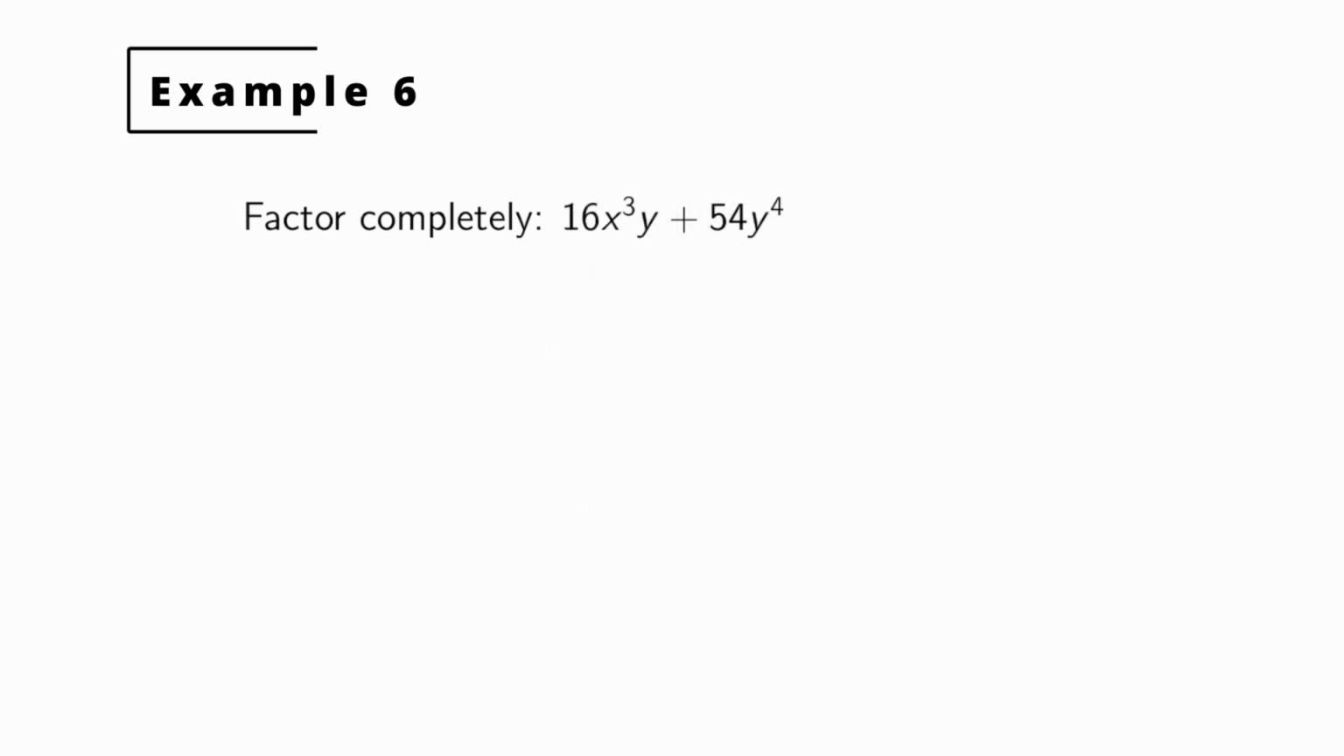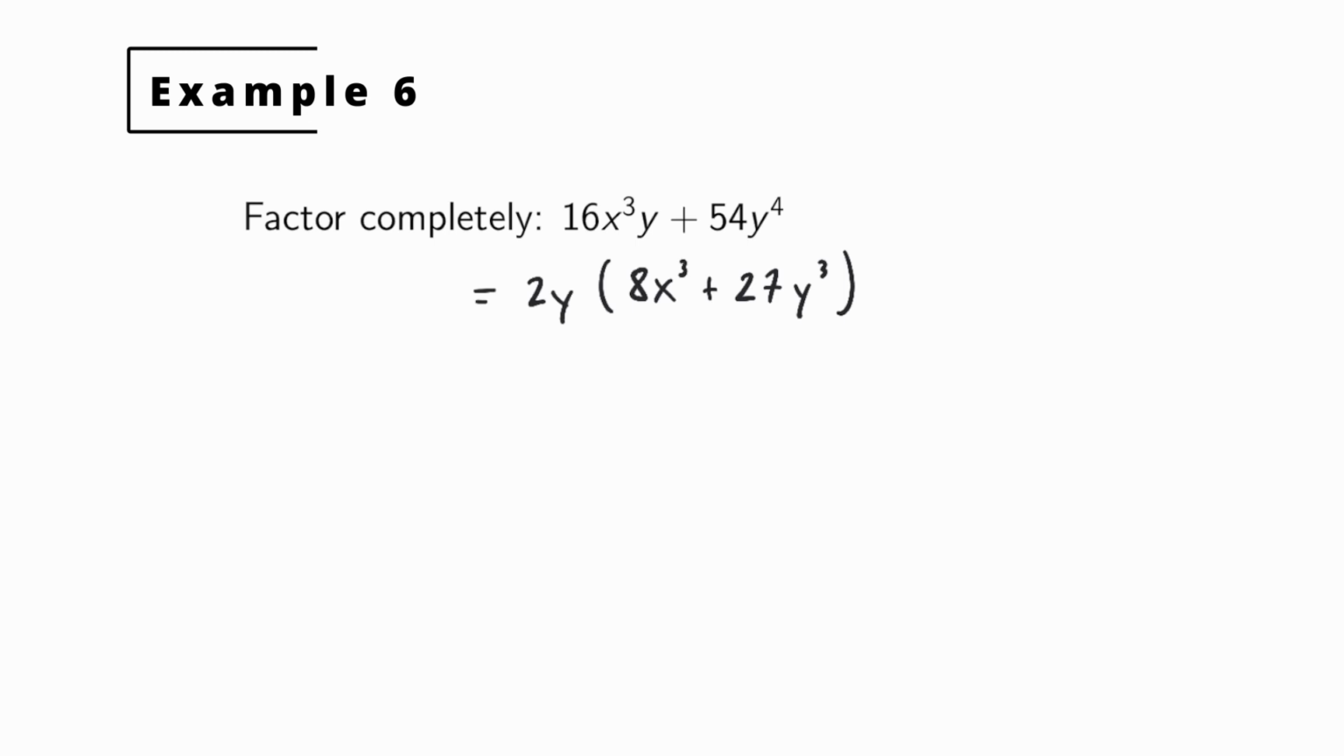Example 6. We start by factoring the greatest common factor from these two terms. Each term is divisible by 2, and each term has a common factor of y. So we start by factoring out the GCF, 2y. Left over, we will have 8x cubed plus 27y cubed. Now we have two terms, so again, think difference or sum of cubes. We don't have a sum of squares, so that's what you should be thinking.